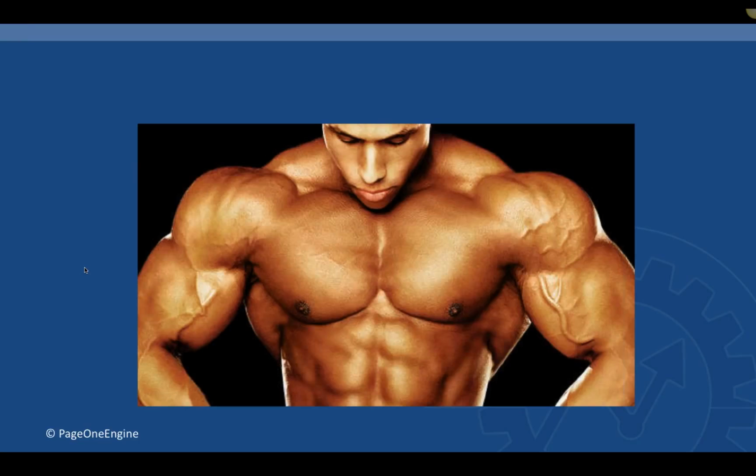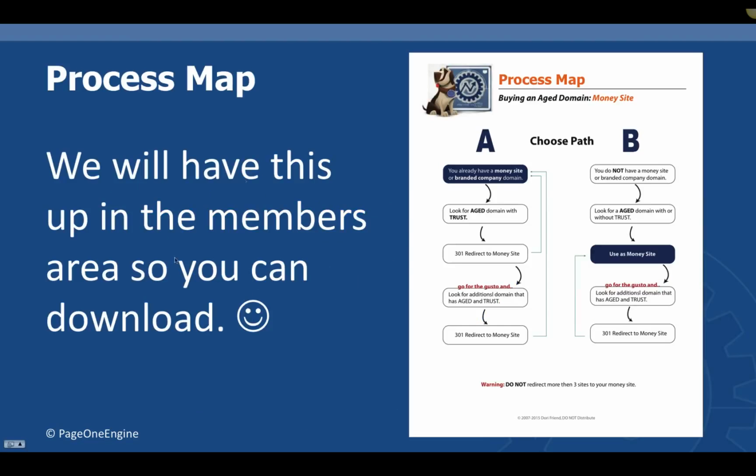When you purchase a good aged domain, somebody else has already done a lot of the heavy lifting, gotten links, gotten trust, gotten authority, all that kind of stuff. So that's why we do it. And there's actually three different reasons why we buy them. Of course, it jumpstarts everything, and this is the process map that we go through. And this is buying an aged domain for a money site.